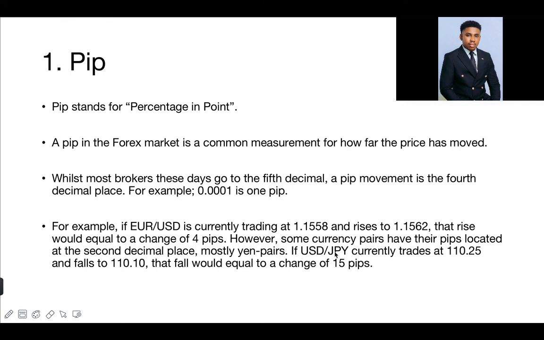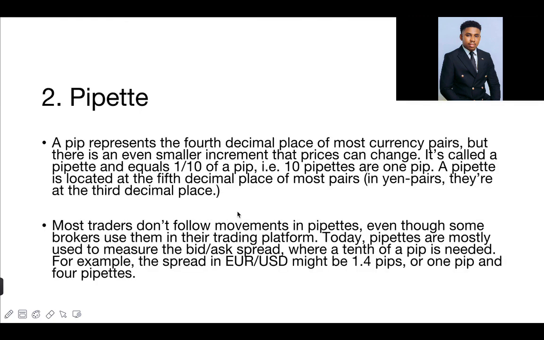So for example, if USD JPY is currently trading at 110.25 and falls to 110.10, that fall equates to a change of 15 pips. So basically you're just subtracting this from this, and then you're going to get something like 0.15. So if you calculate that, you see that the pip count is actually 15 pips difference. So the movement from this point to this point is a change of 15 pips. I hope that's clear.